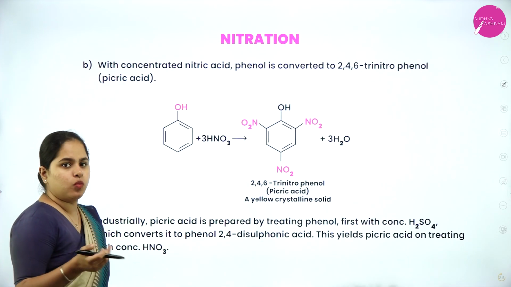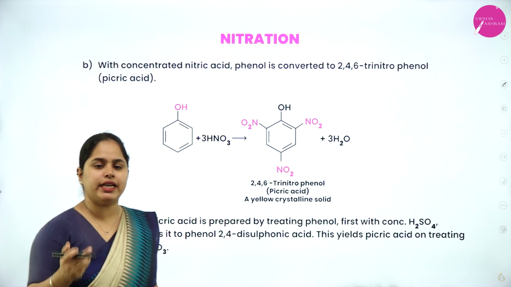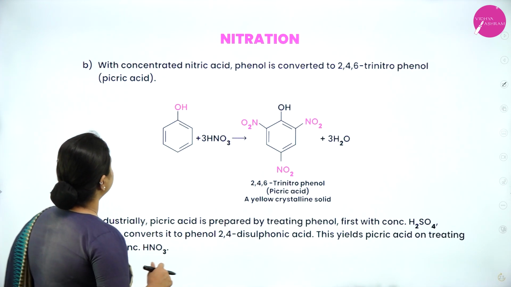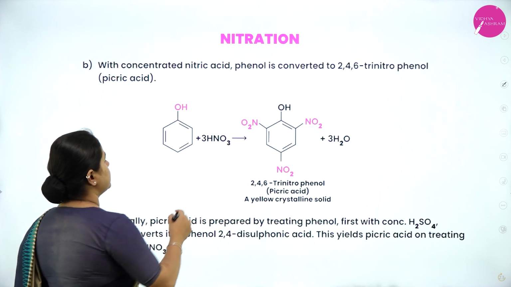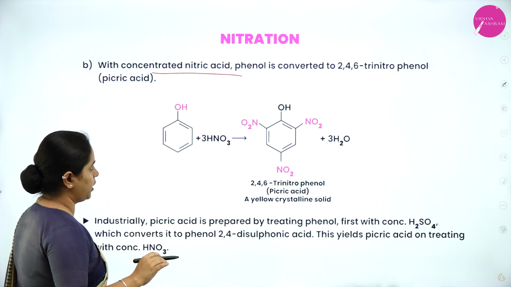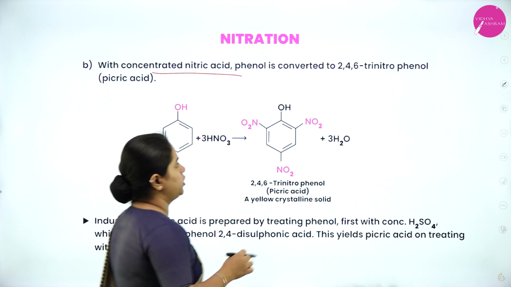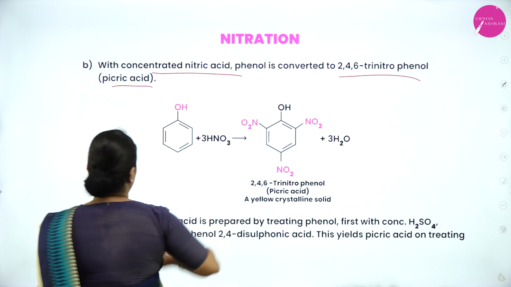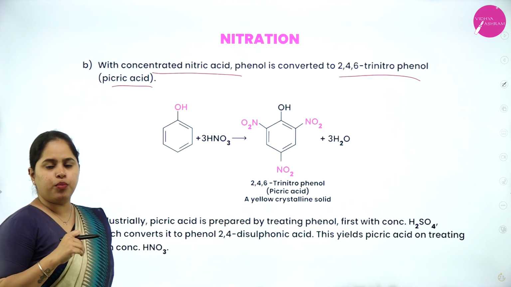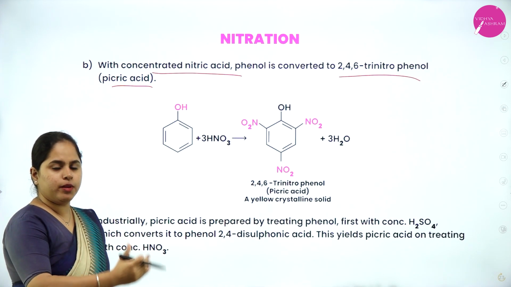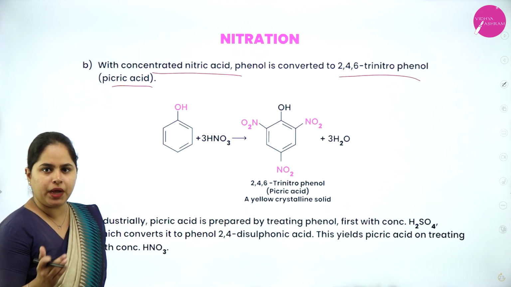Now, next method. One method was using dilute nitric acid, where nitro groups are substituted in the ortho and para positions. The next method is with concentrated nitric acid. So instead of dilute nitric acid, we are going to use concentrated nitric acid. Phenol will be converted to 2,4,6 trinitrophenol, which is called picric acid. This is important to remember. Dilute nitric acid means you're going to get two products. One will be orthonitrophenol, another one will be para-nitrophenol.